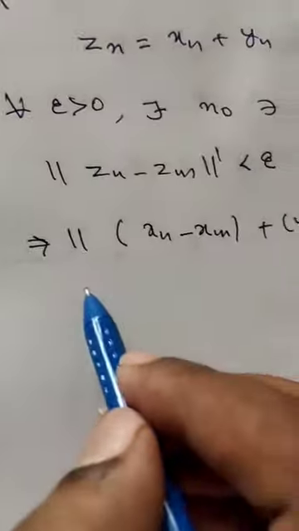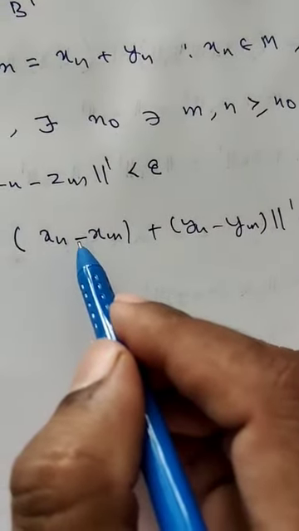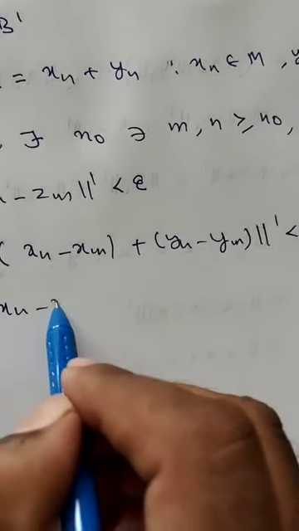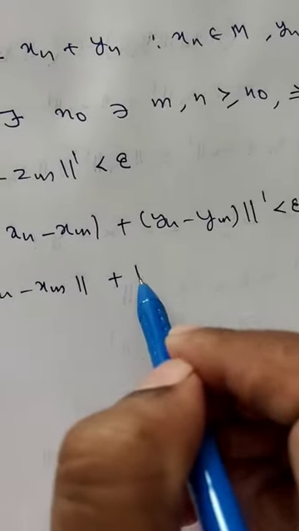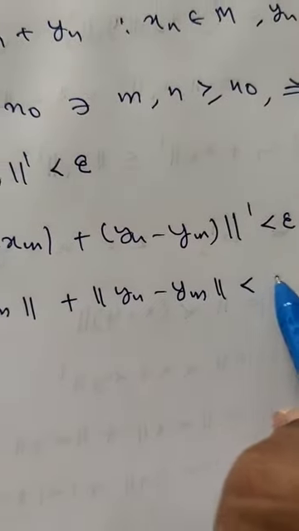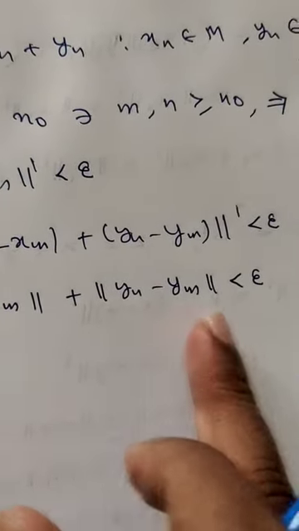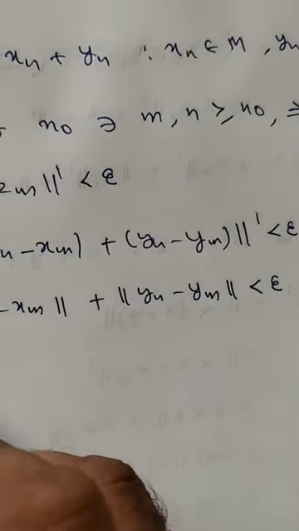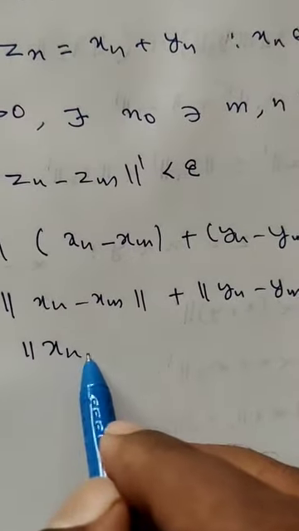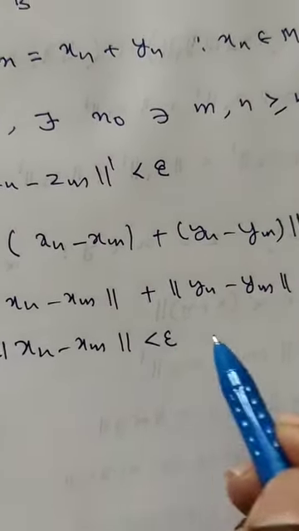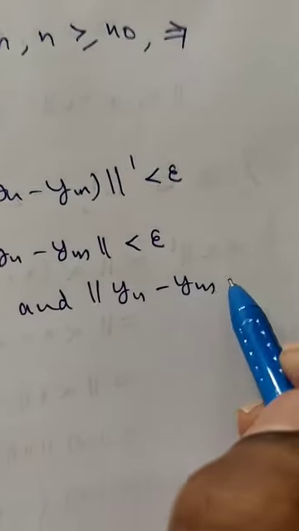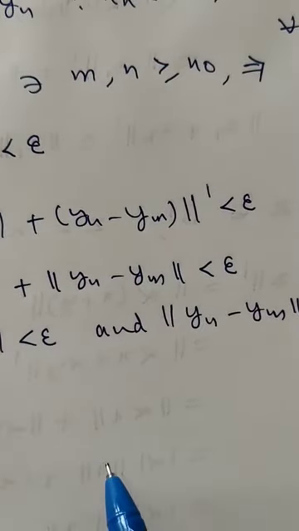So this is an element of M and this is an element of N, so this can be written as norm of Xn minus Xm plus norm of Yn minus Ym is less than epsilon. So the sum of these two terms is less than epsilon, which means each of the terms must be less than epsilon, because both are non-negative terms. So norm of Xn minus Xm is less than epsilon, and norm of Yn minus Ym is also less than epsilon.